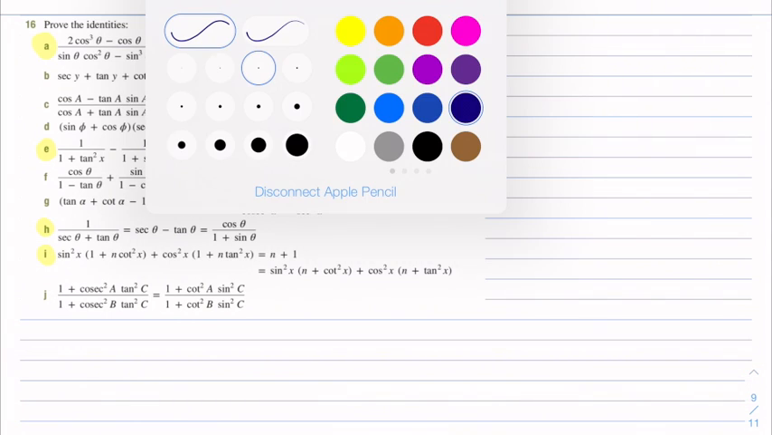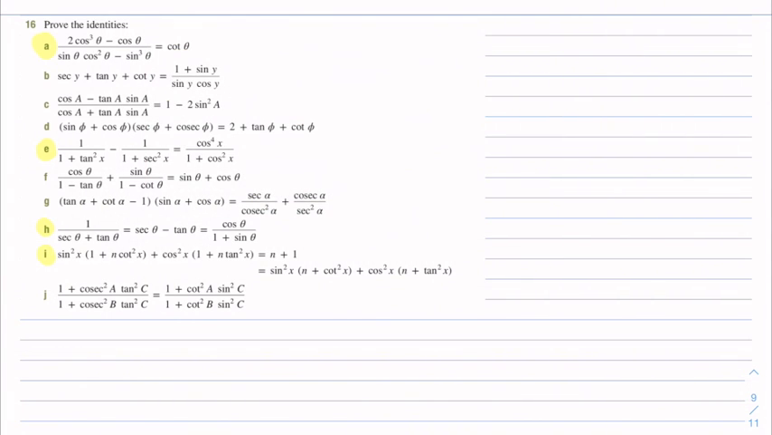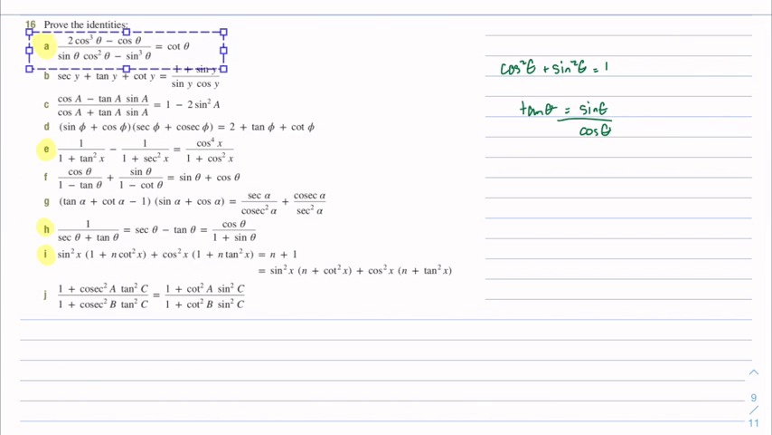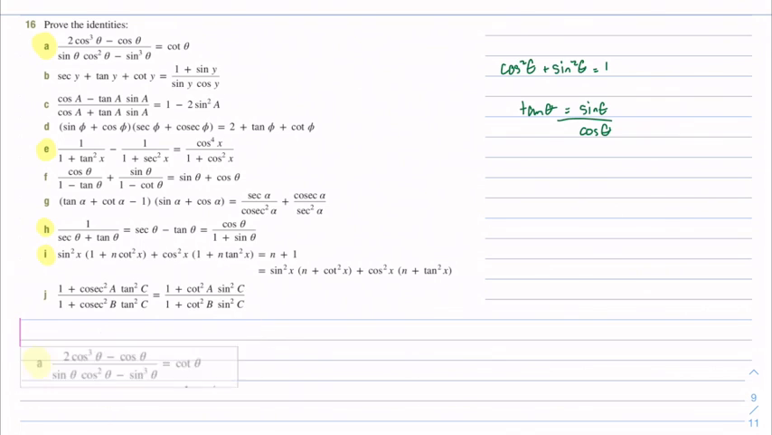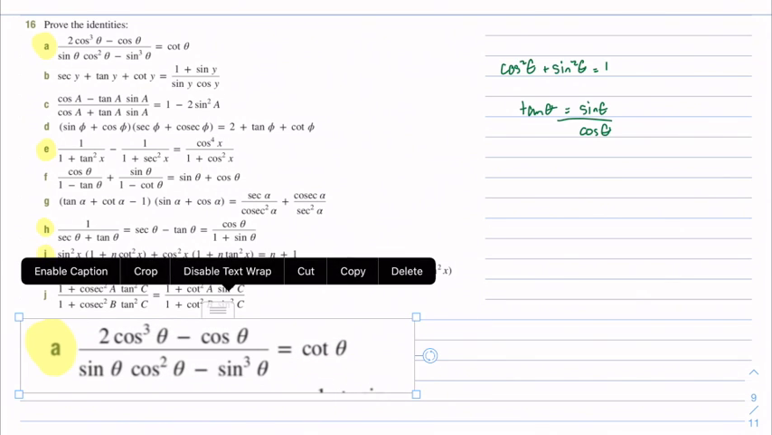Question 16. Once again, I'm hoping to get away with everything only knowing cos squared theta plus sine squared theta equals 1 and tan theta is sine theta over cos theta. These are kind of the same as question 13, but harder. Music to your ears, I'm sure. Just what you'd like. A little bit of difficulty.